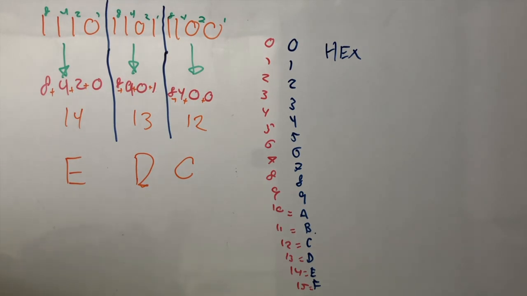And that is how you convert from binary into hexadecimal. Have a go at the activity sheet and then submit using the form.